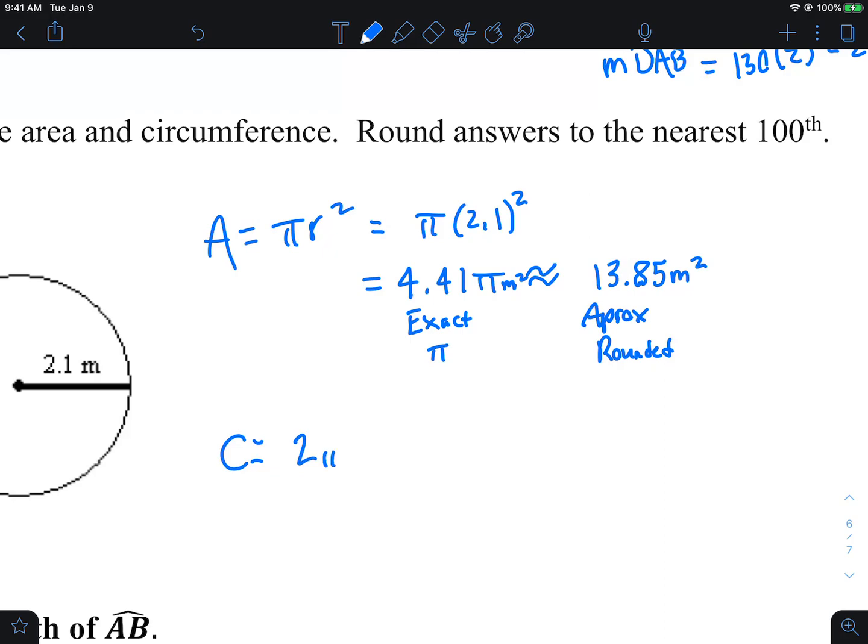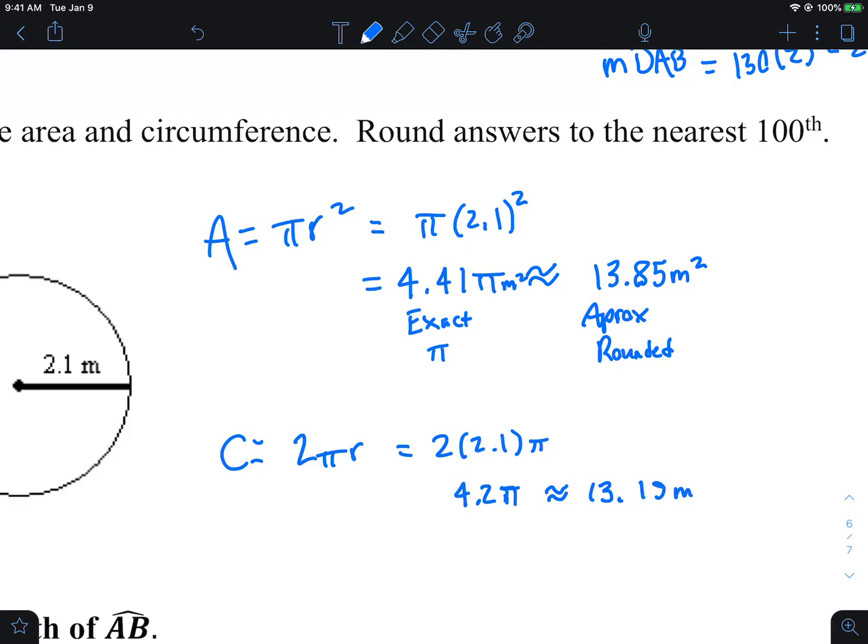Circumference is 2 pi r. So basically 2 times 2.1 right there, and then put on your pi, that'll be 4.2, I guess, and then pi. It's kind of close there to the previous answer, but different formula. So that's your answer in terms of pi. And then 4.2 pi, I guess I got it over here to the side already, but it's 13.19.